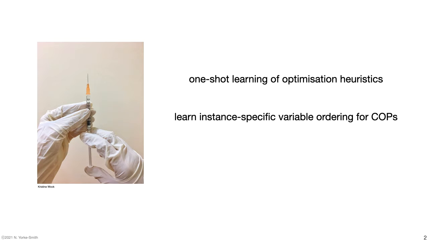We're going to learn instance-specific variable orderings for constraint optimization problems. What that means is we're going to learn a custom variable ordering for a given instance of a COP. But remember, we have no prior data. We've not seen this instance before or other instances like it. As far as we know, this is a new thing.